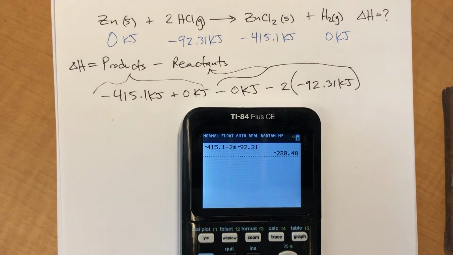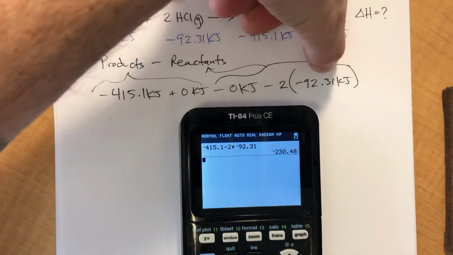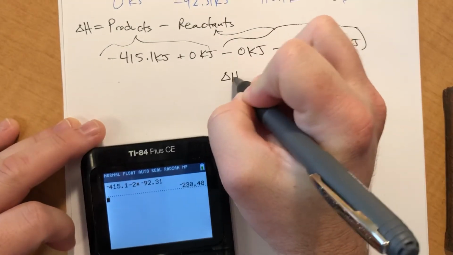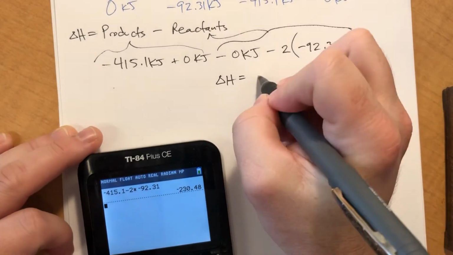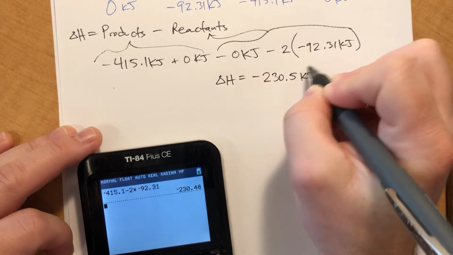Okay, and I guess it's all addition and subtraction. This has 1 decimal, this has 2, so 1 decimal is the right answer. So delta H for this is negative 230.5 kilojoules.